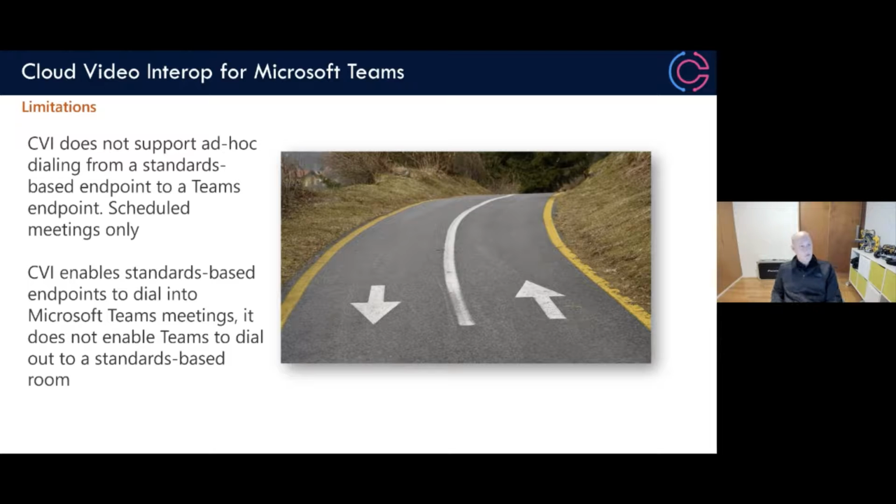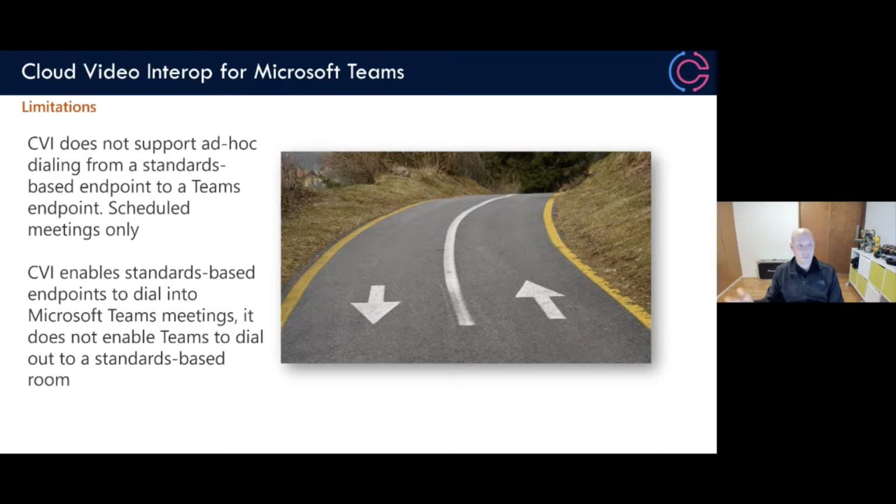So I mentioned some of these before, some of the limitations. One limitation, Cloud Video Interop does not support ad hoc dialing from a standards-based endpoint into a Teams meeting or endpoint. Scheduled meetings only. So when I use Cloud Video Interop, I can't walk into that Cisco room or that other standards-based room and dial Damien on Teams. That scenario is not supported. The endpoint is not really aware of Teams. It's only supported one direction, a scheduled meeting into the Microsoft Teams meeting. So it's got to be a scheduled meeting, not an ad hoc meeting.